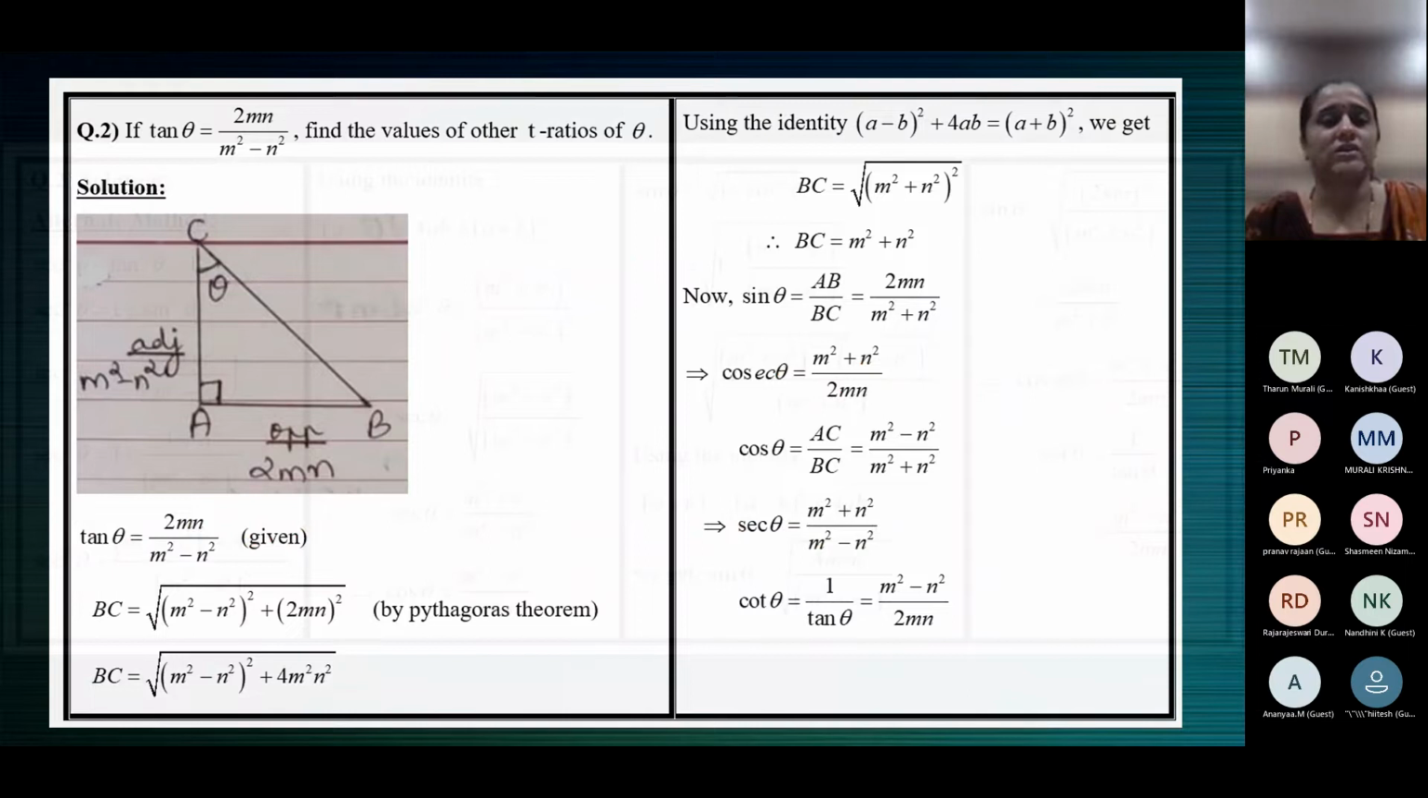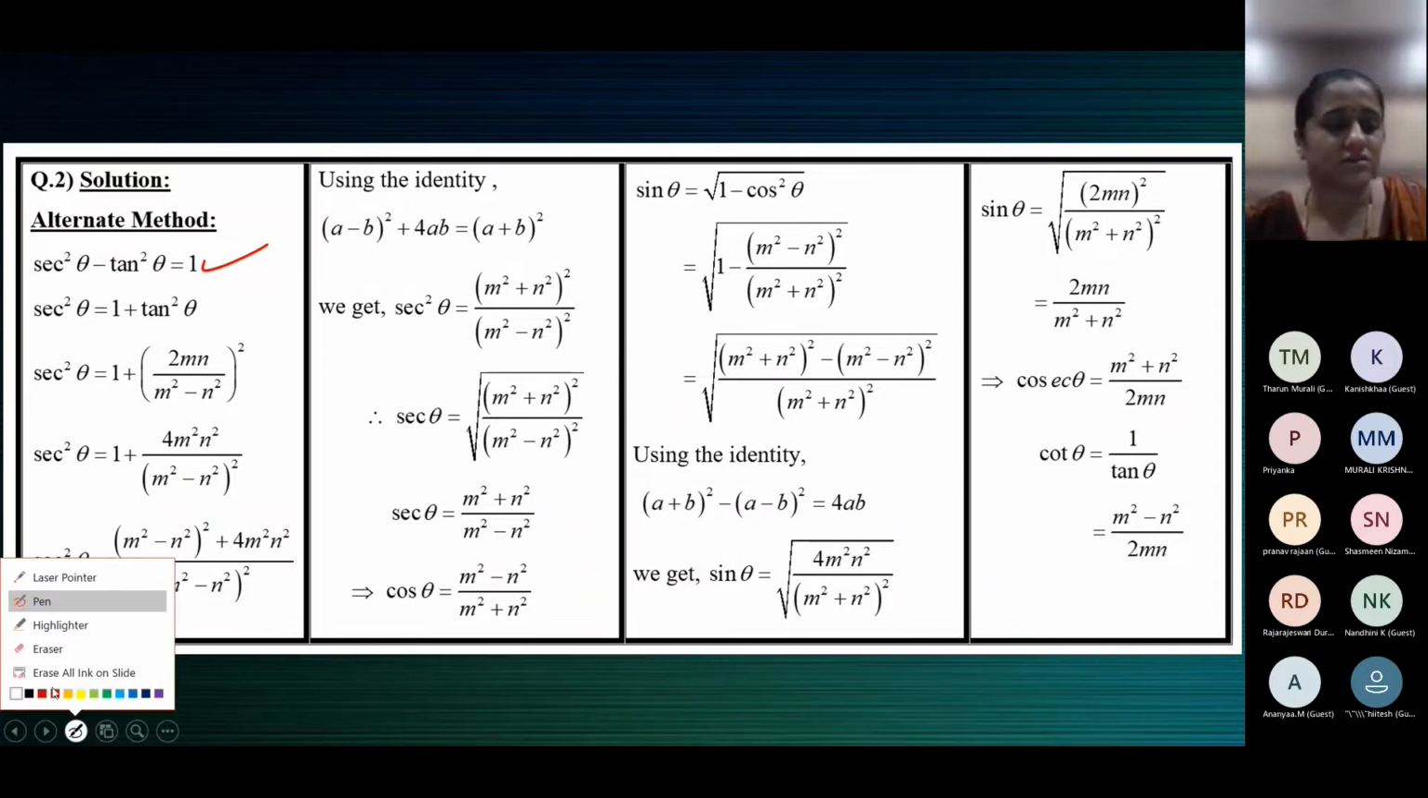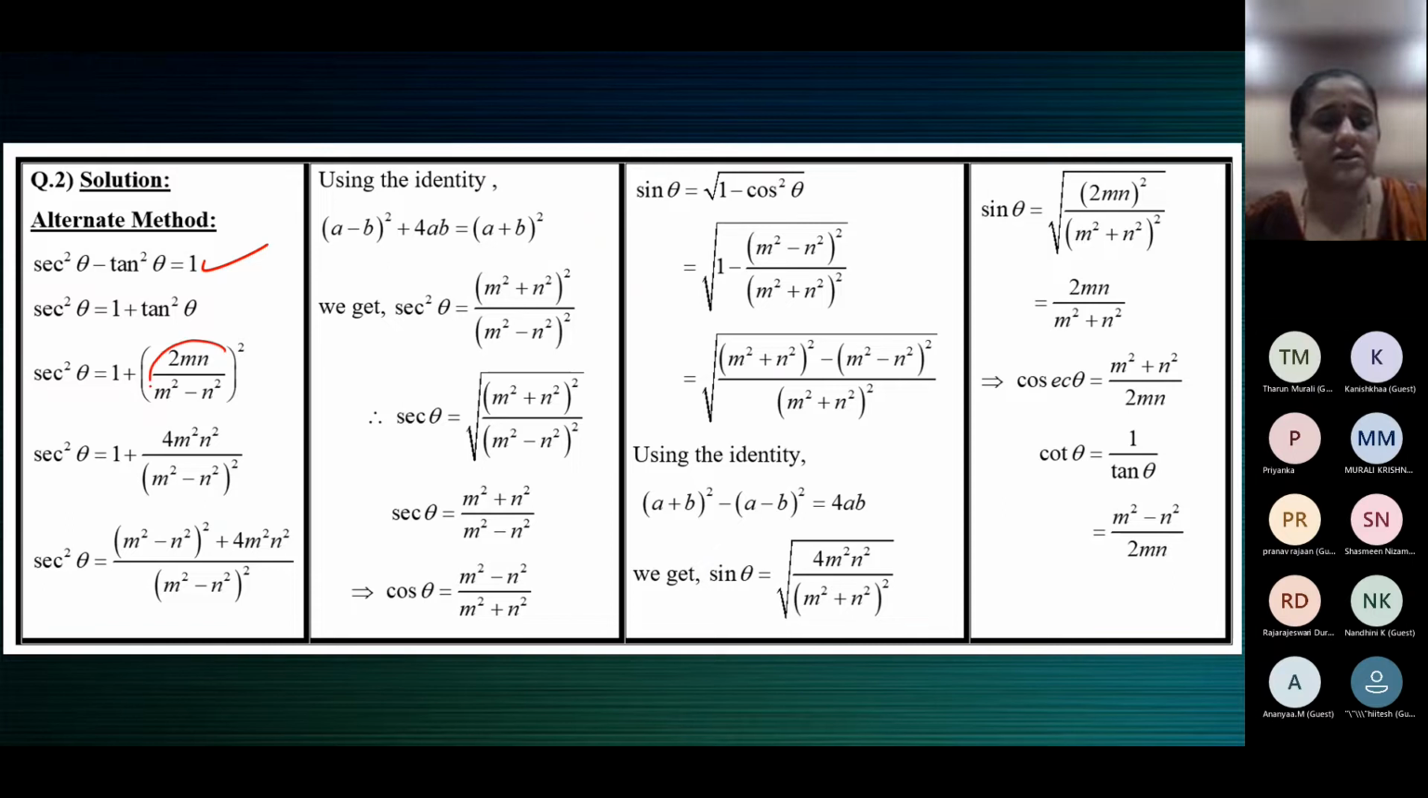So when we have to find tan square theta, that means tan theta the whole square. Why the whole square? Because tan square theta is tan theta the whole square. So write the value of tan theta which is given to us, in the whole square.